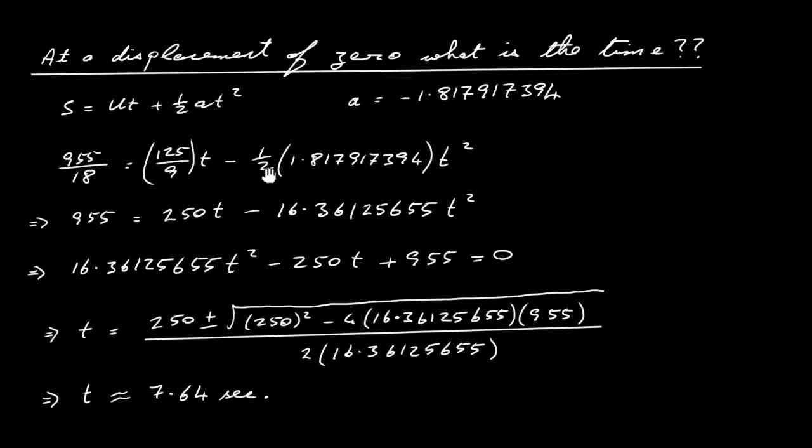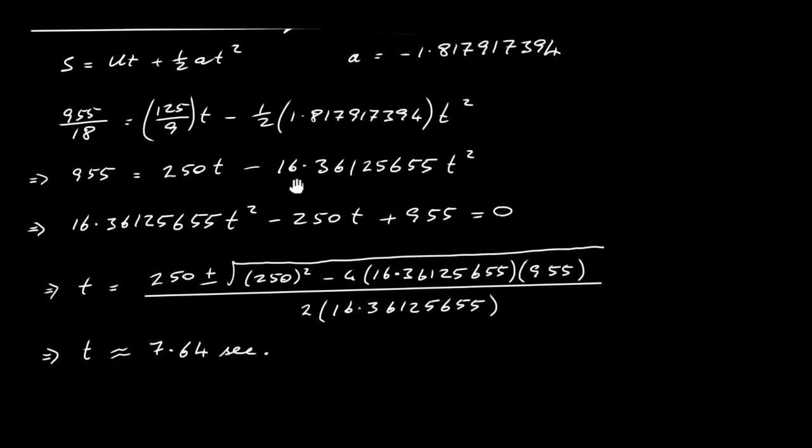Now in this particular case, I'm going to use as many decimal places as I can for the acceleration. So instead of 1.818, I'm using all of these decimal places here, and you'll see why in a second. And I've got t squared here. So let's just multiply across by 18. So I multiply this by 18, this by 18, and this here by 18. I get these three numbers here. This is effectively a quadratic trinomial, so bring everything over to the left-hand side. You will get this quadratic equation here.